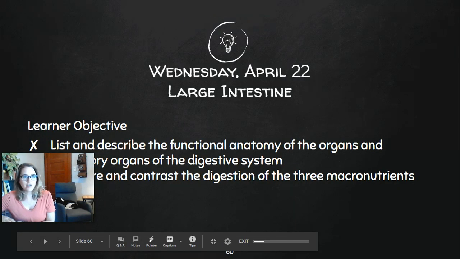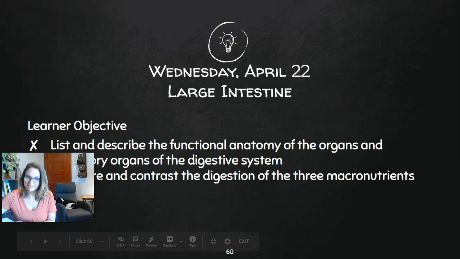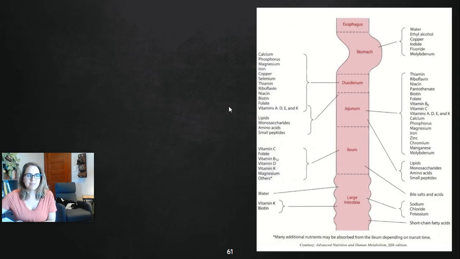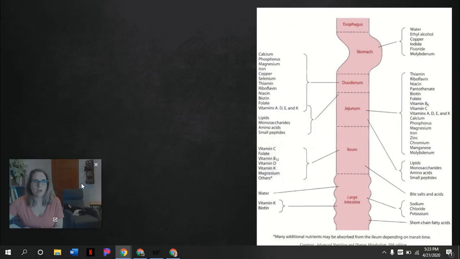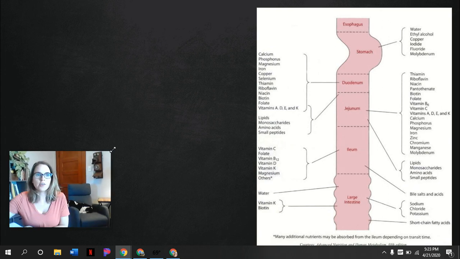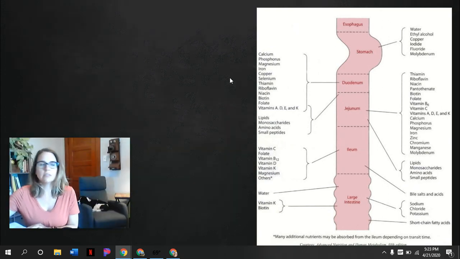We're going to talk about the large intestine here today. I think this is going to be pretty short and sweet because your large intestine is pretty short. All right. The first thing on this slide, there's very few notes you guys are going to be writing down today, but you might be using some of these slides as references.